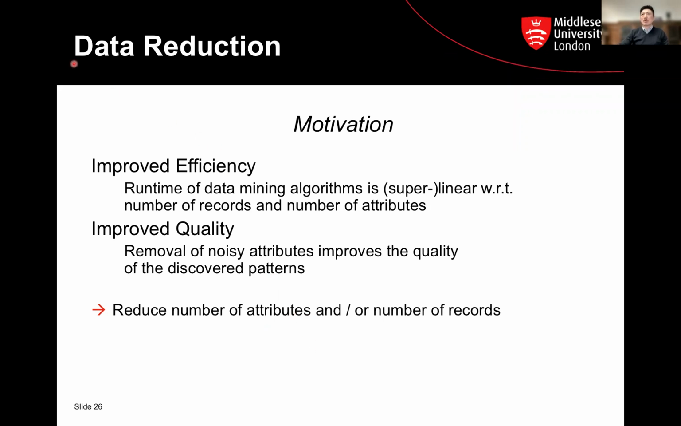Okay, anyway, in terms of the actual data reduction, you want to reduce the number of attributes, so the number of columns, and or the number of records, so the number of rows. So you can do either attributes, or records, or both.